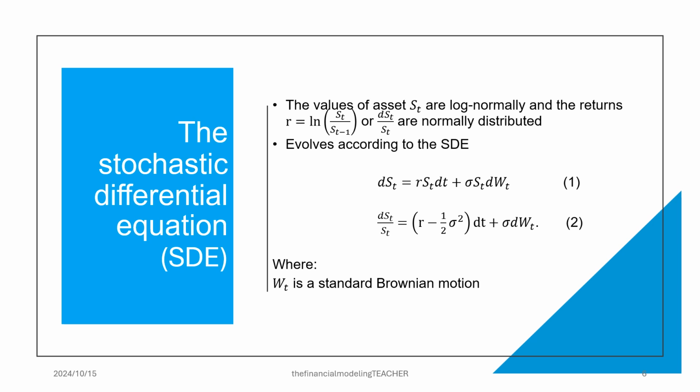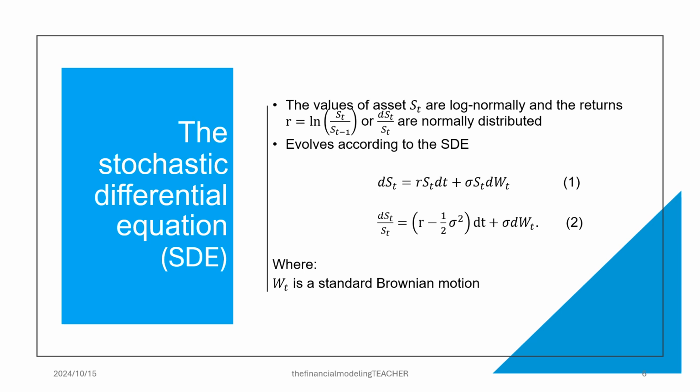Now the asset price St evolves according to this stochastic differential equation, dSt equals r St dt plus sigma St dW. The first term, r St dt, is a deterministic part, meaning that it is constant, whereas the other part is stochastic, in the sense that the introduction of this Brownian motion gives it that random element.